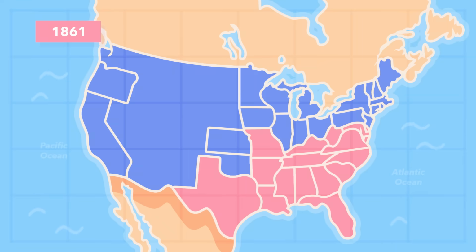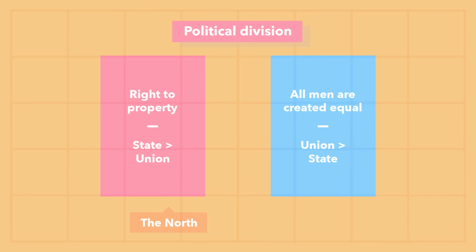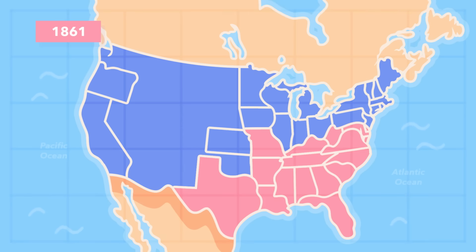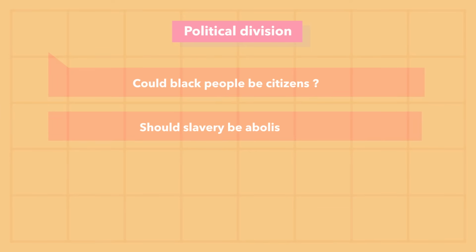Both sides used the Declaration of Independence and the Constitution as evidence for their claims. The South pointed to the right to property and saw the Union as something they could leave whenever they wanted, while the North thought of it as one country ruled by a central government and pointed to the "all men are created equal" bit. These backbones of America's society were left a little bit too much to interpretation by the Founding Fathers, and many people were wondering what they really meant. Could black people be citizens? Should slavery be abolished? Cereal or milk first?